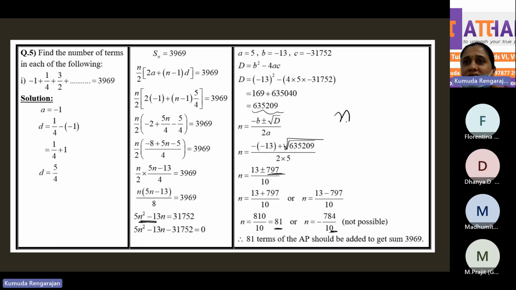Now we are finding n, that is the number of terms of the AP that should be considered to get the sum. The number of terms has to be 2, 3, 4, 5, 6, some natural number. It cannot be a fraction or negative. So this one is not possible. So n is equal to 81. Therefore, 81 terms of the AP should be added to get sum 3969. So that means S81 is equal to 3969. The sum of the first 81 terms is equal to 3969.